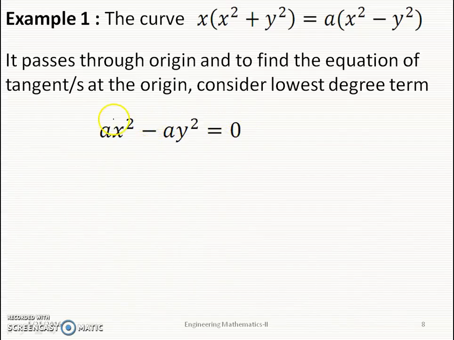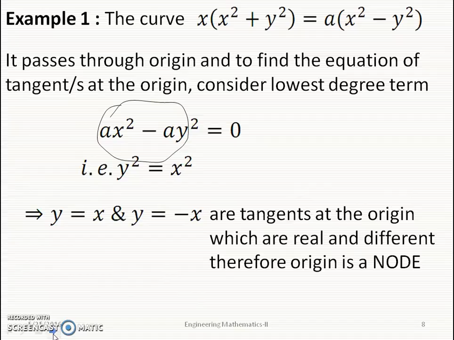Now equate this lowest degree term a x square minus a y square to 0. After equating, you will get y square is equal to x square, so y is equal to x and y is equal to minus x. These are two straight lines, and both are different, and these are known as tangents at the origin, which are real and different. Therefore the origin point where these two tangents can be drawn, both different and real, is known as node. So we discussed here the nature of that multiple point.